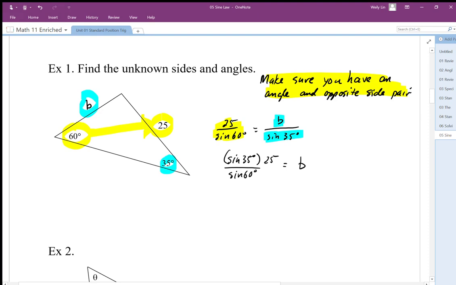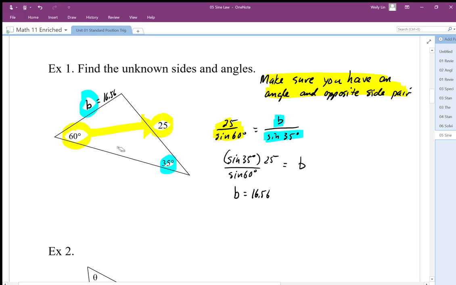So here we're going to do sine 35 divided by sine 60 times 25, and we get the length of B. So we get 16.56. So the length of side B is equal to 16.56. I'll write it in there. Okay, so we've got two sides, two angles.